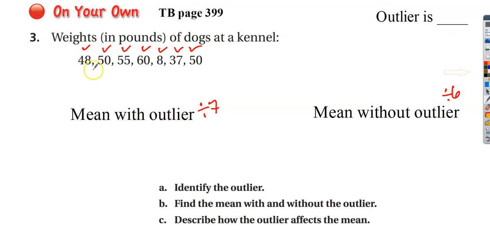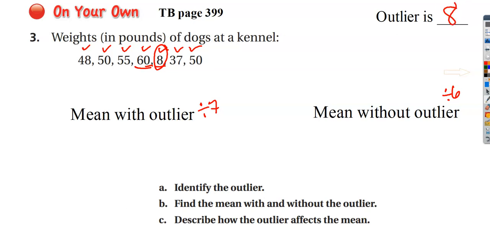And then I look at this data set and I see, whoa, the highest number is 60 and the lowest number is 8. And then, when I go backwards from 60, 55, 50s, 48, there's a big difference between 48 and 37, but there's an even bigger difference from 37 to 8. So 8 definitely seems like the outlier in this data set.